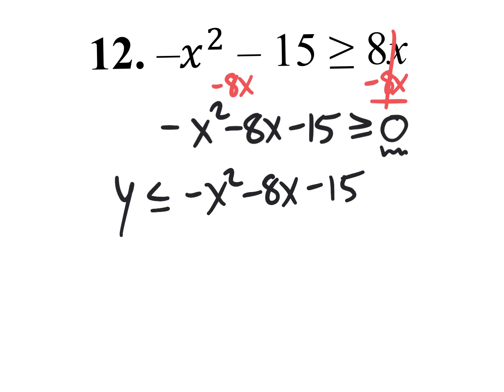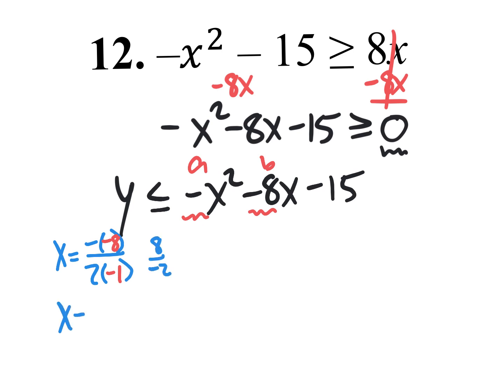So let's find the vertex. X equals negative b over 2 times a. The b value is negative 8. The a value is negative 1. So you will have x equals positive 8 over negative 2, so x equals negative 4. And that is your vertex x value of negative 4.